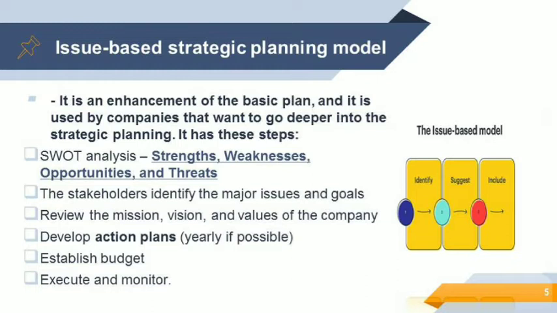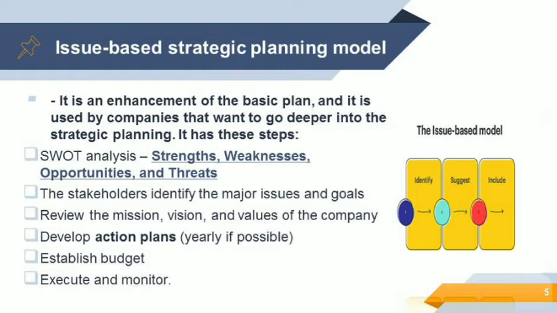It has these steps, including SWOT analysis, which means strengths, weaknesses, opportunities, and threats. So in doing a project, we need to identify the strengths and the weaknesses of that project, and the opportunities, and what would be the future threats of that project. Next, the stakeholders identify the major issues. So we need to identify what the issues are and what would be the goal of a specific project.